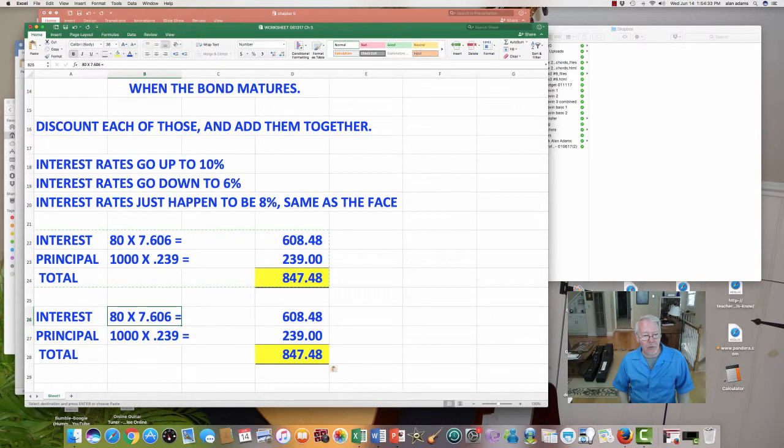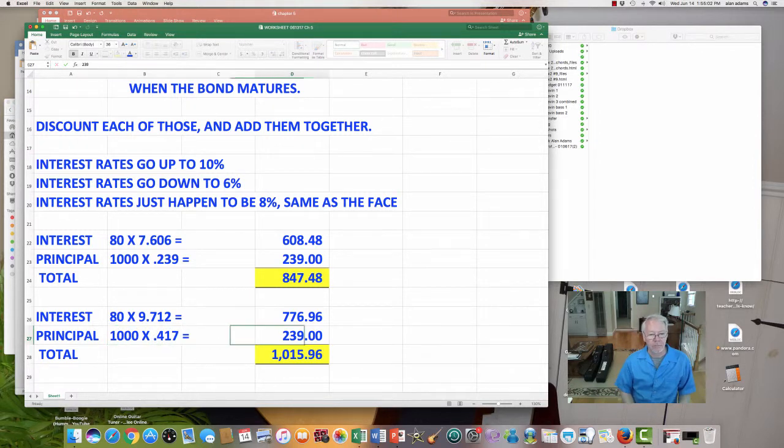So go back to Table D, and we're going to look up $80 that you get every single year, and this time the factor is 9.712 approximately. Okay, that number is 776.96. We do the same thing with the principal. $1,000. Look up Table B, and you're going to find that it's about 0.417. All right, that's easy enough. 417. So your bond is going to sell for $1,193.96, just like we thought.